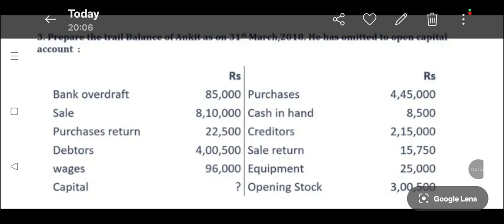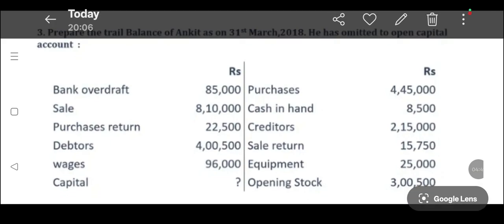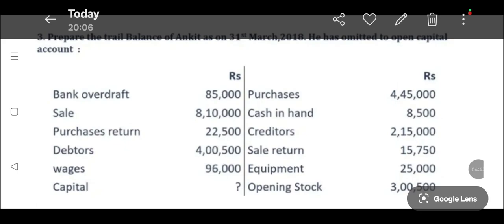Bank overdraft is a liability on the credit side of trial balance. Sales account is an income, credit side of trial balance. Purchases return account, it is of revenue nature, gain nature, credit side of trial balance. Debtors account is an asset, debit side of trial balance. Wages account, expense, debit side of trial balance. Purchases account 4,45,000 debit side of trial balance.